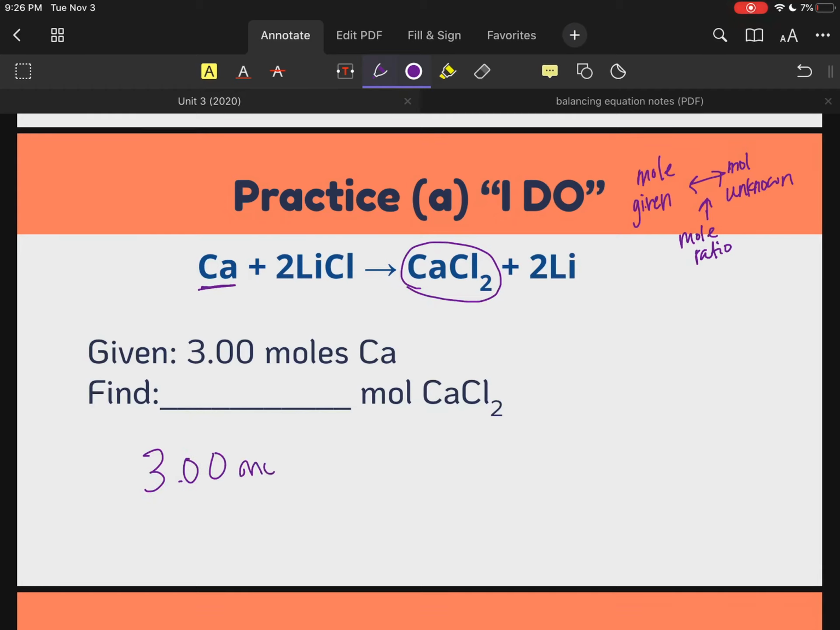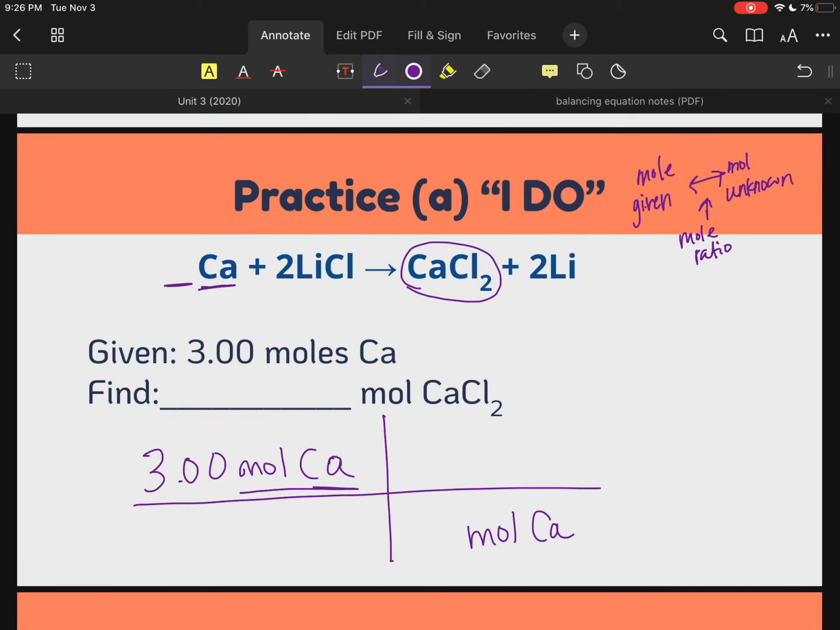So I'm going to start by writing what I was given, just like we set up all of our mole conversions earlier in the week. So now if I have moles of calcium up here, I know I need moles of calcium down on the bottom. So how many moles? Well, remember, there's an invisible one. Okay, and now I can go to my moles of my unknown, right here.